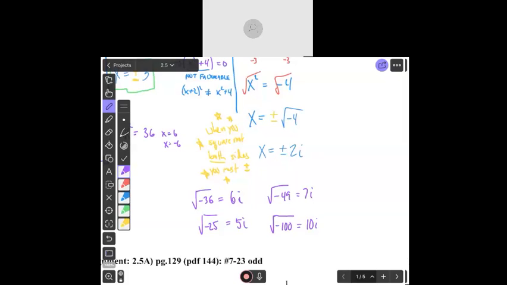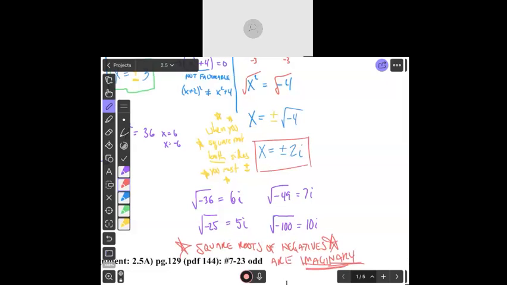The square roots of negatives are imaginary. You guys won't be doing a lot with this today. We'll get more into it tomorrow with i, but if there's anything that deals with it, it'll be a very simple one like this: the square root of negative 4, the square root of negative 16, the square root of negative 9, something like that.